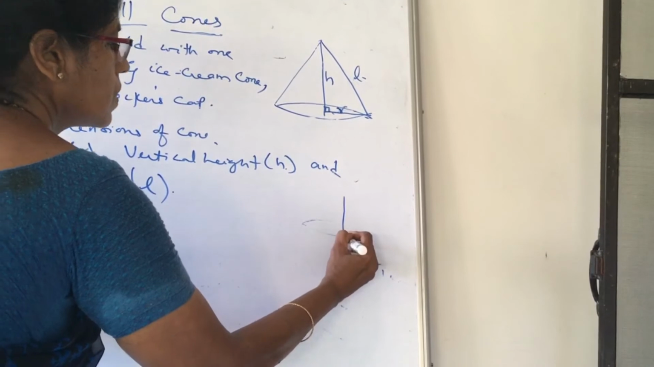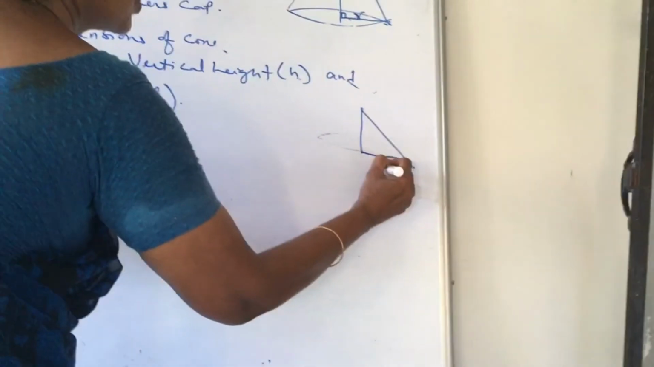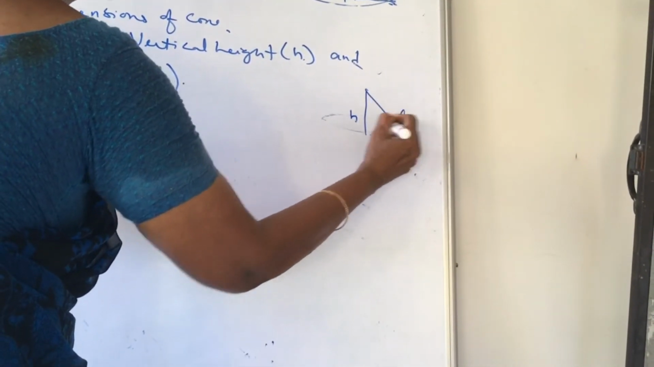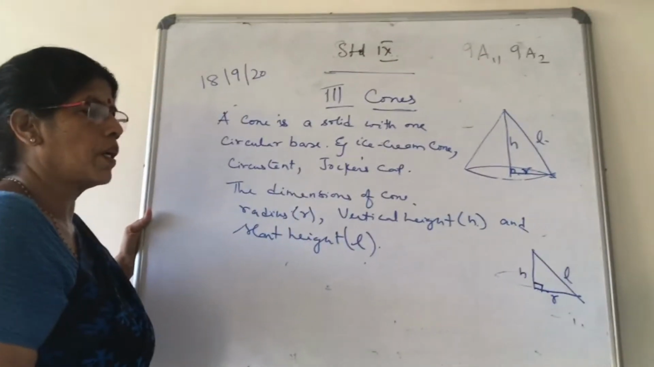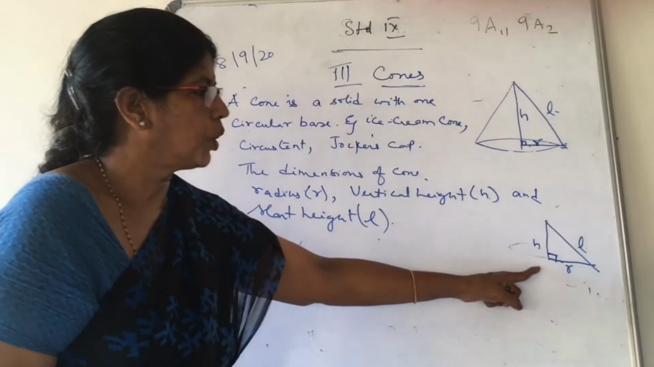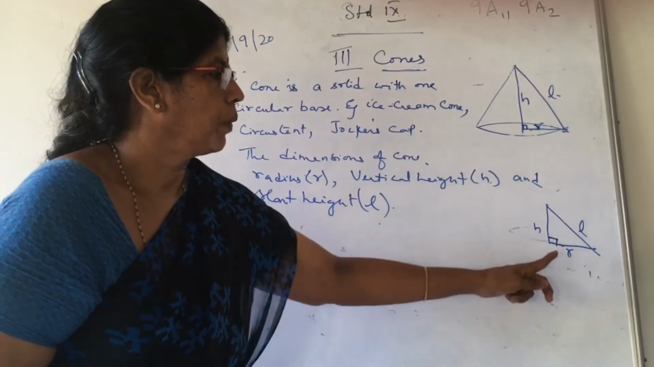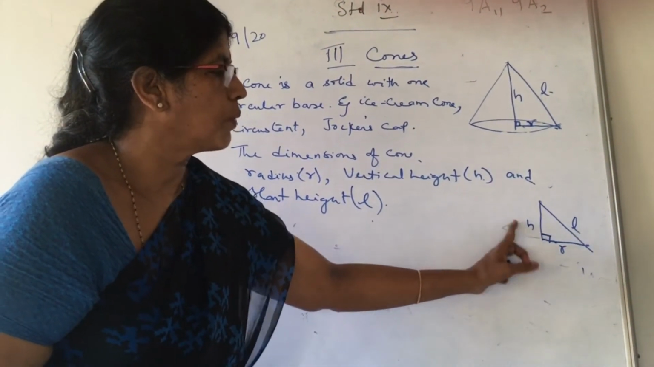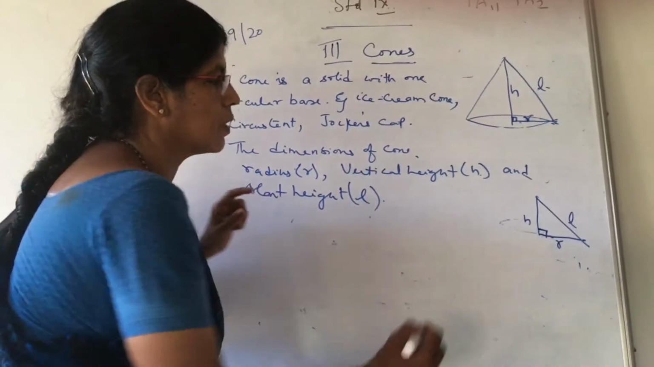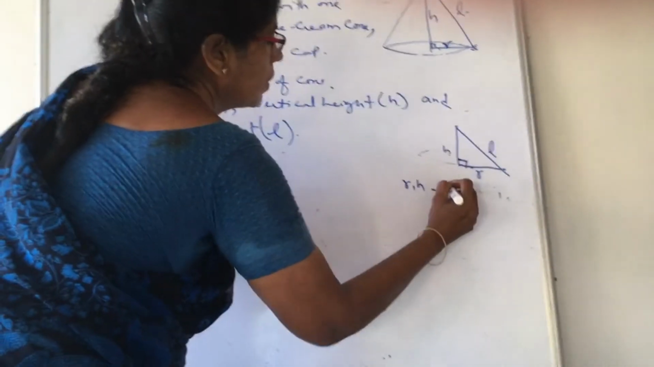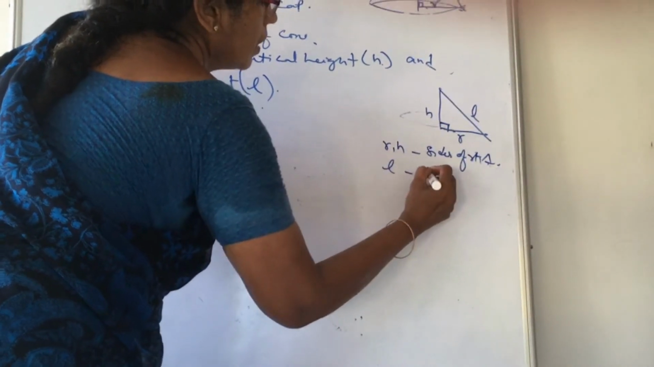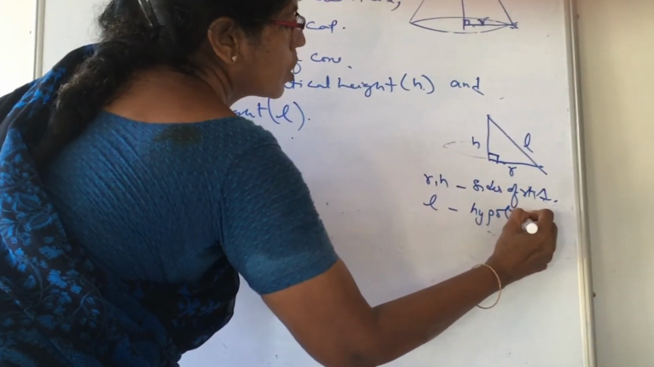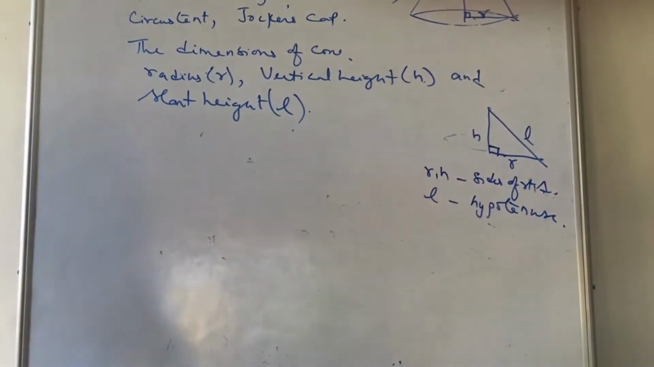Because this is a right triangle, children, we make use of Pythagoras theorem. All of you know what is Pythagoras theorem, children? Side square plus side square is equal to hypotenuse square. R and h are the sides of the right triangle and l is the hypotenuse according to the Pythagoras theorem, children.